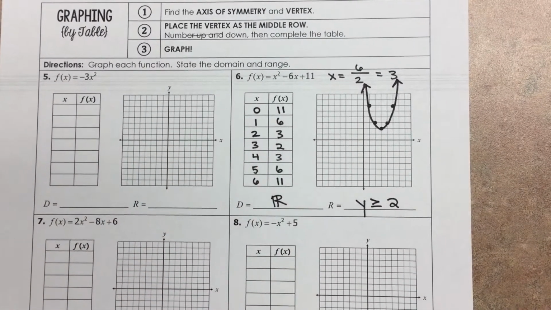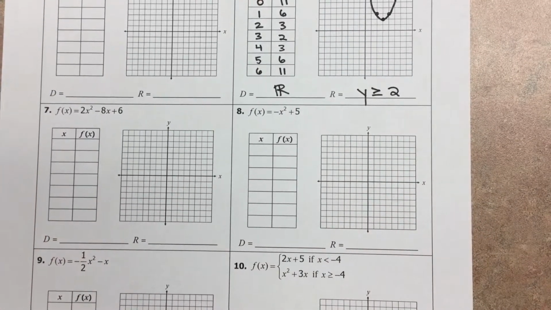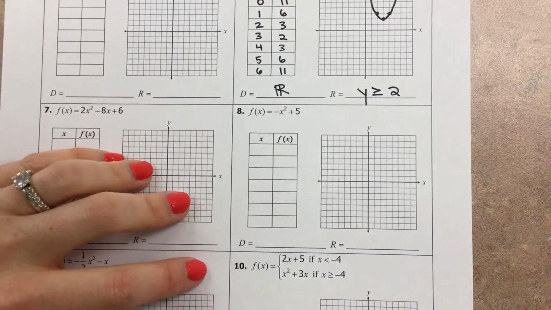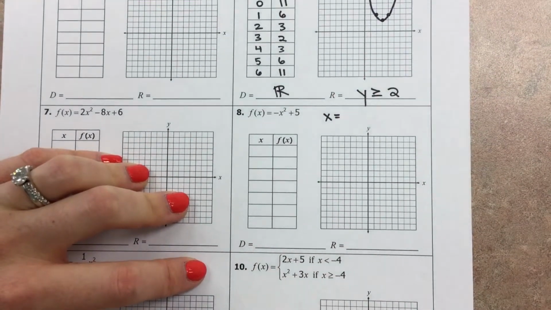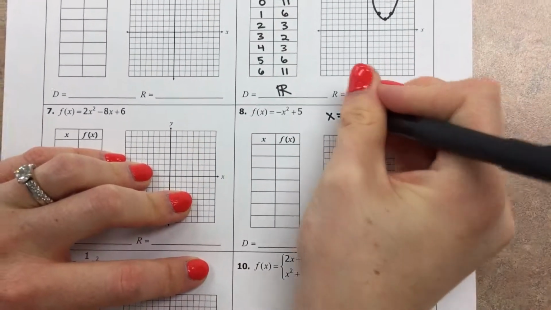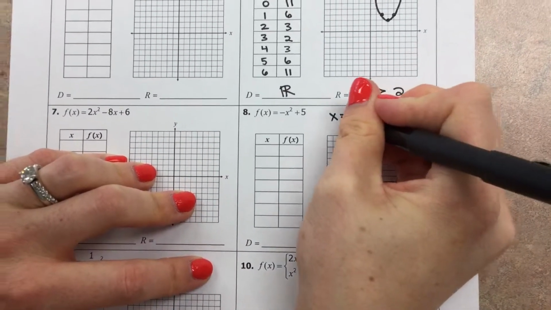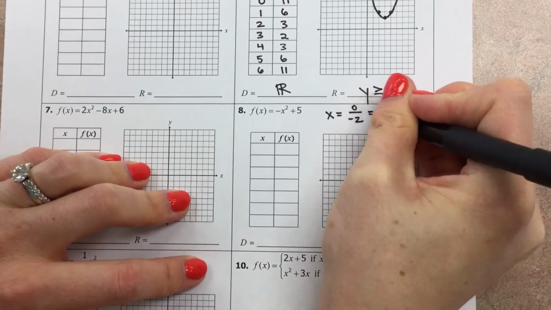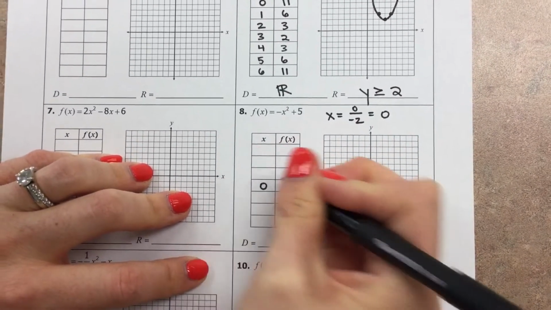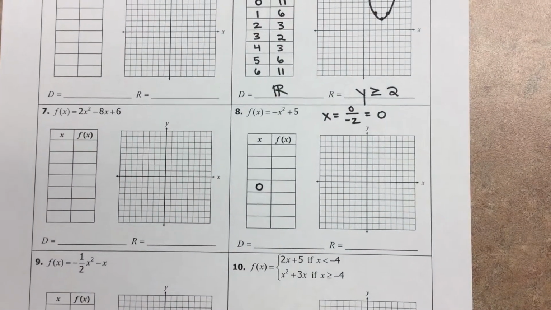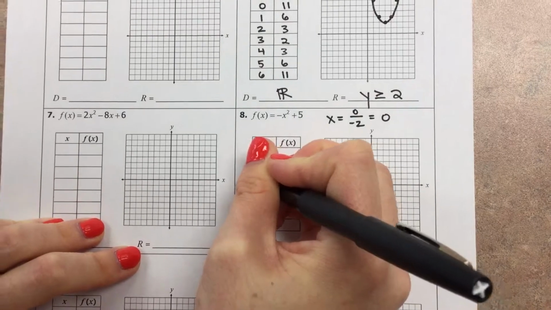So that's one example. Let's look at another one that has a negative in front of our x squared. Let's look at number 8. So find the vertex first. That's step number 1, or I guess axis of symmetry. So we do x equals negative b, and there is no b. So we have 0 over 2a, which would be 2 times negative 1. So of course with 0 in the numerator, that just ends up being 0, which I can put right in the middle of my table here, just like I did with number 6. And then I number up and number down.